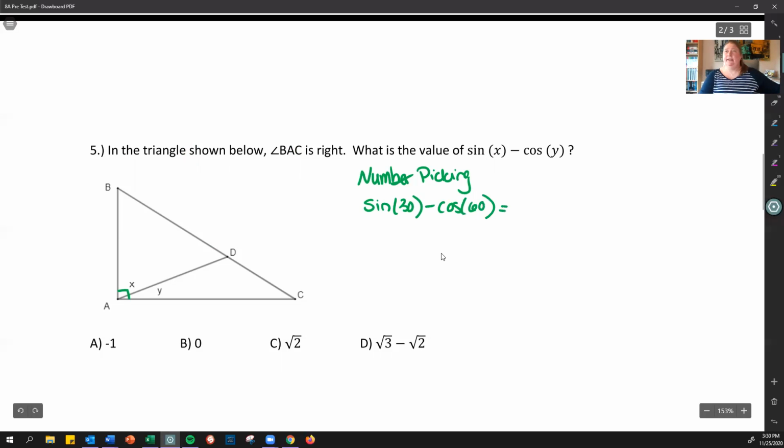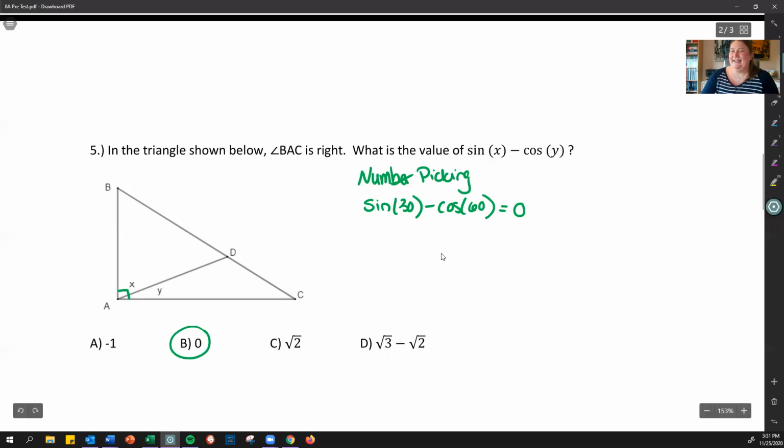Okay, so get out your calculator. Make sure that the mode is in degrees, and you can see here I do have my mode set to degrees. Then I'm just going to do the sine of 30 minus the cosine of 60, and you can see that my answer here is 0. So that's the answer to the question.